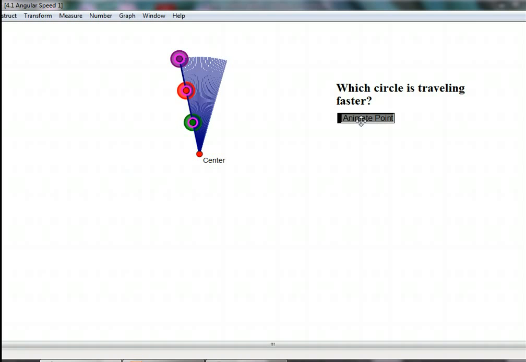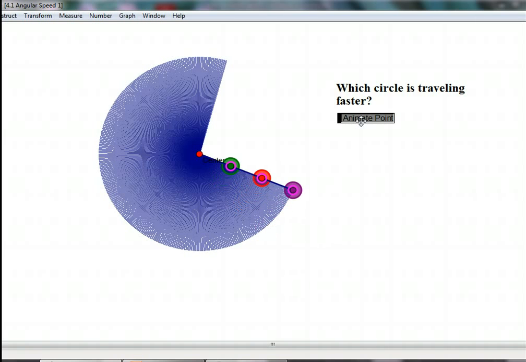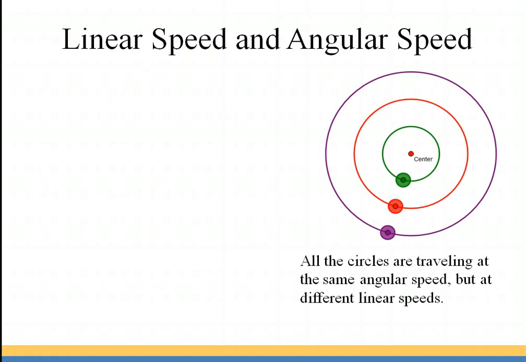But we can think about it another way. We can think about the distance traveled as an angle over time. And now you can see that all three circles would be moving at the same rate when you talk about angle divided by time. So what we saw is that all three circles are traveling at the same angular speed, but at different linear speeds, and that the outer one is traveling the fastest as far as linear speed goes.